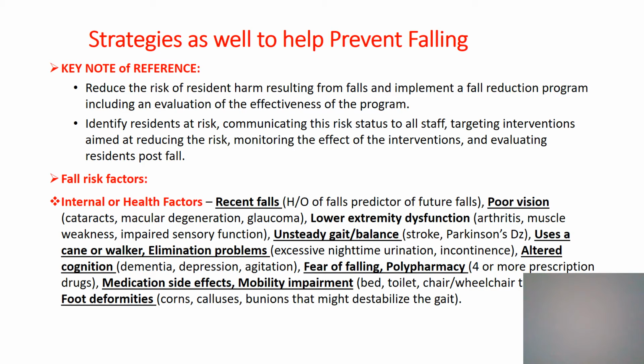Fall risk factors: internal or health factors. Okay, if they've fallen once, they're going to fall again. Poor vision will increase that risk. Lower extremity dysfunction will be a problem. Unsteady gait. If they use a cane or a walker, it may also be a problem. Altered cognition. They're going to try to get up and walk around, especially if they have dementia. They're going to be wandering. The more they walk around at night, there's an increased risk. And again, polypharmacy and medication side effects as well.